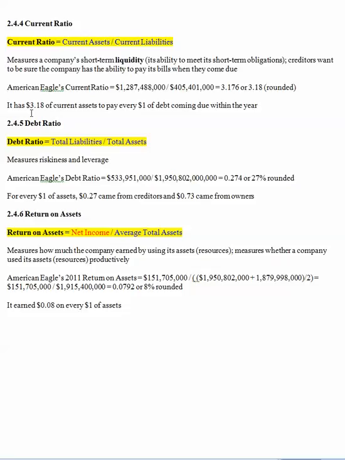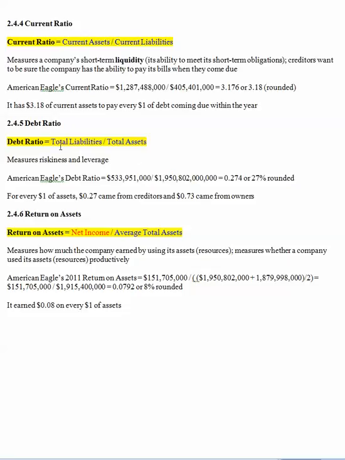But as far as being able to make sense of any of these ratios we've gone over, it's important to compare it to industry averages, which you can obtain via the internet, and you also want to compare it to prior years. The debt ratio, that's going to measure the company's leverage. So you have all these assets, the resources. They were financed by creditors, and the rest is financed by owners.